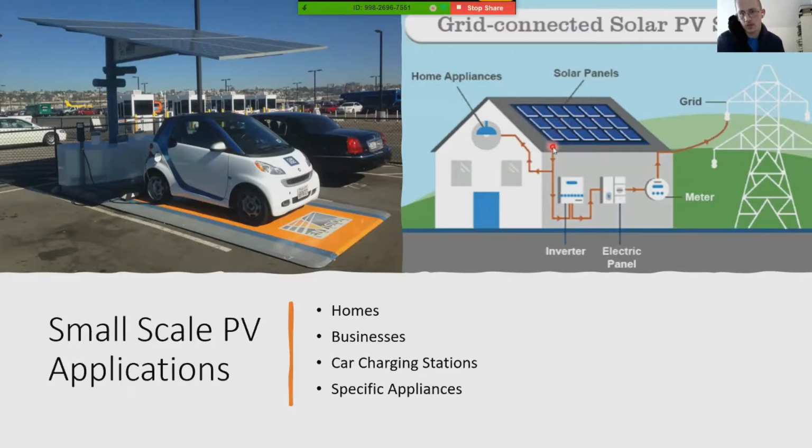Whenever you have solar panels installed, you also need to install an inverter that converts the power generated from DC to AC.